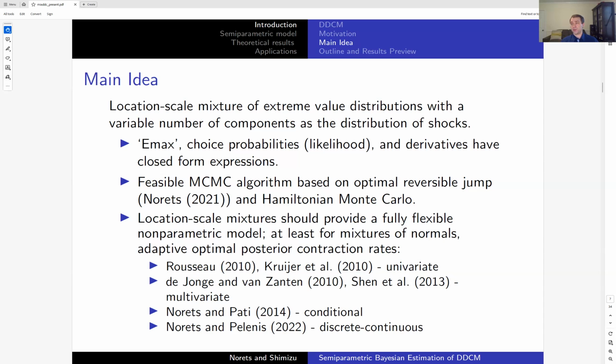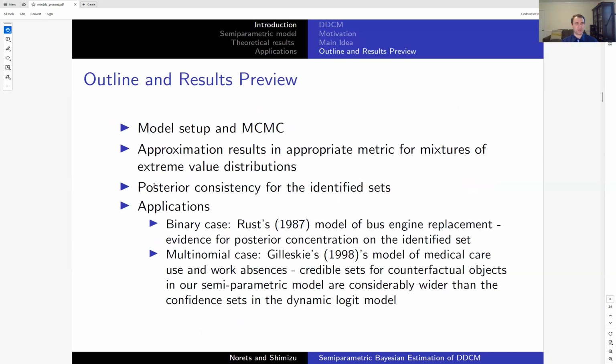At the same time, we also know that location-scale mixtures can approximate quite large classes of densities. Of course, it will depend exactly on which norm we are using, and some assumptions need to be made. But potentially, at least we know from the literature on mixtures of normals that they basically deliver optimal approximations in many different settings: multivariate, conditional, and for some discrete-continuous distributions as well. So that motivates our use of location-scale mixture models.